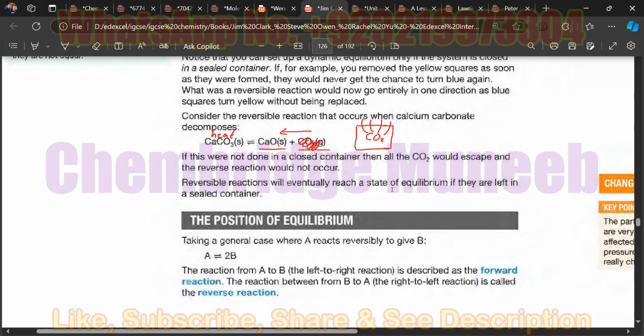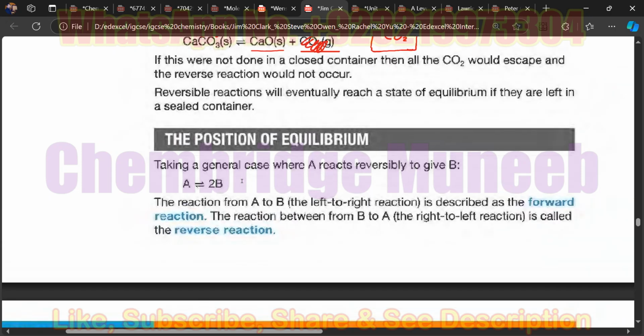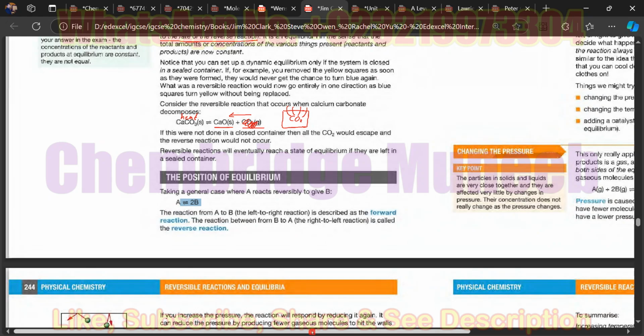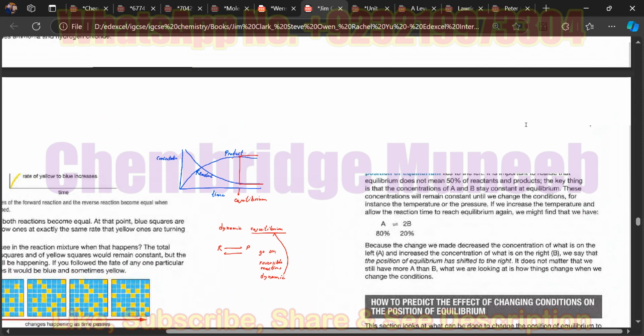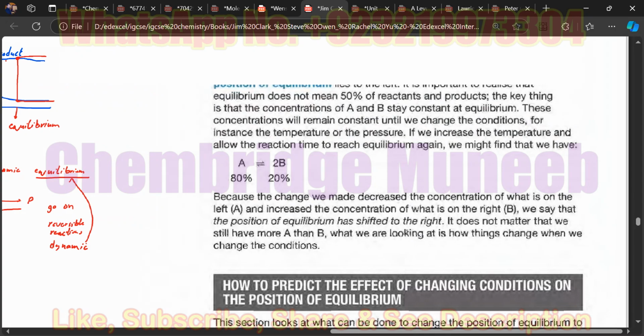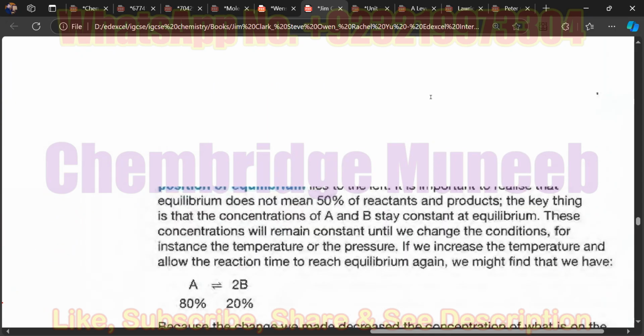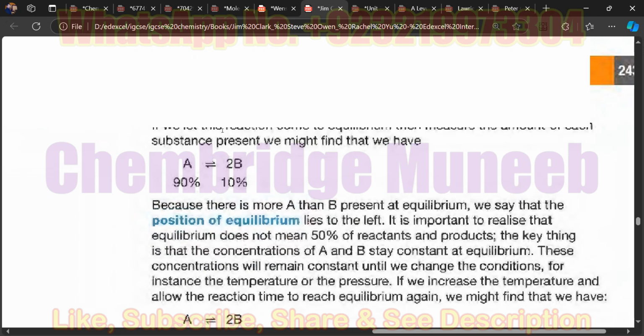Yes. All right. Now the position of the equilibrium. We have just seen that A to B means forward reaction and B to A means backward reaction. But what about the position of equilibrium? Position of equilibrium means in which direction the reaction is most occurring, in which direction more substances are present. That is called the position of the equilibrium.